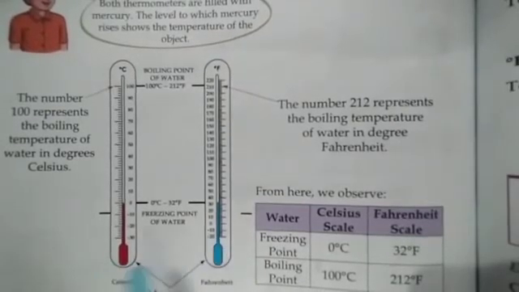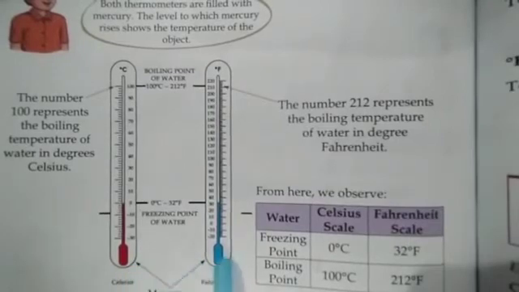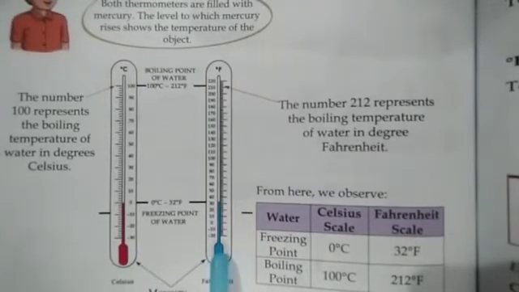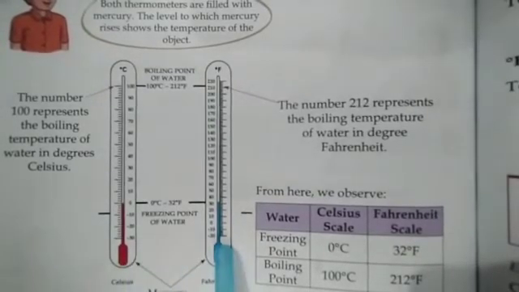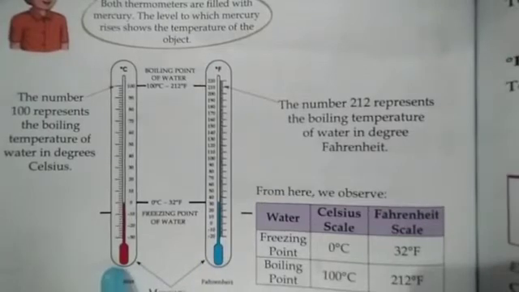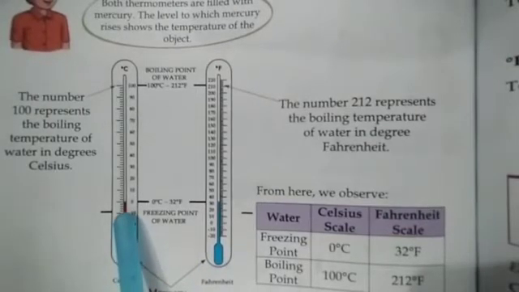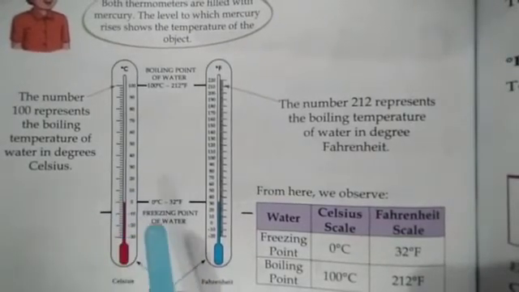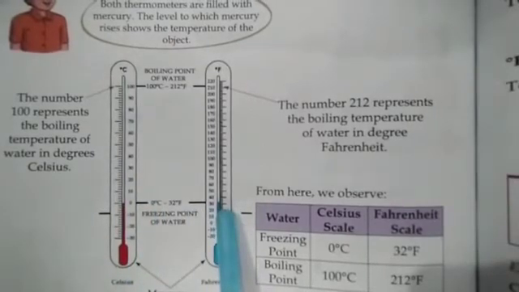These two thermometers are filled with mercury. The mercury level shows the temperature of the object. When the mercury level rises, that point shows the temperature level.